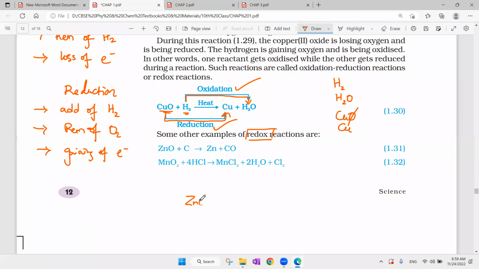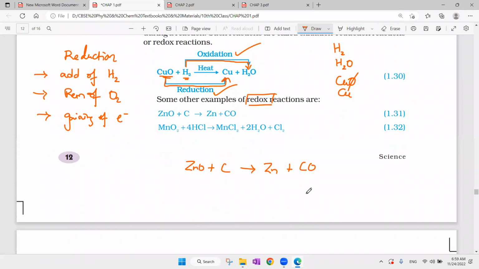We have another example now. ZnO plus C gives rise to Zn plus CO. In this, which one is undergoing oxidation? Which is getting oxygen? Carbon. Very good. Carbon is undergoing the oxidation process. Reduction process? Zinc oxide. ZnO is becoming Zn. So zinc oxide is undergoing reduction, we have to say.